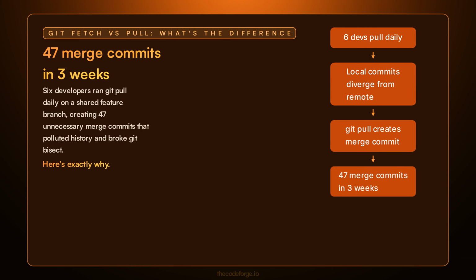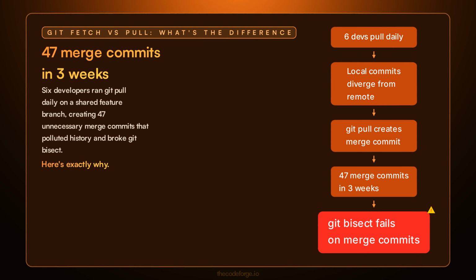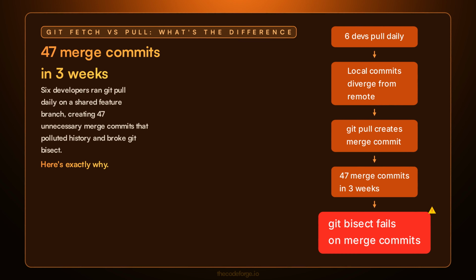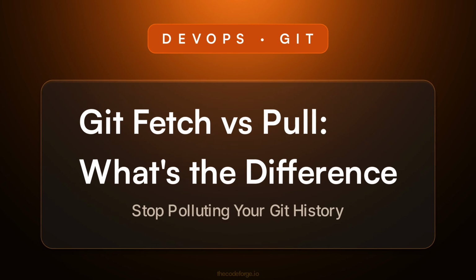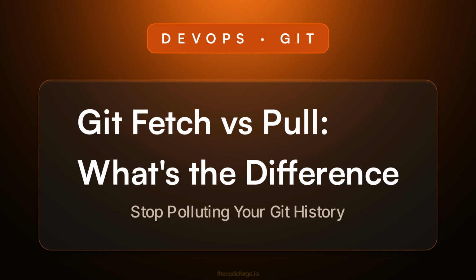47 merge commits in 3 weeks from a single shared branch. Git pull was the culprit. It created a merge commit every time a developer synced, turning the history into a tangled mess that broke bisect and code review. Let's break down Git fetch versus pull. What's the difference, how it works, and the exact mistake behind that failure?